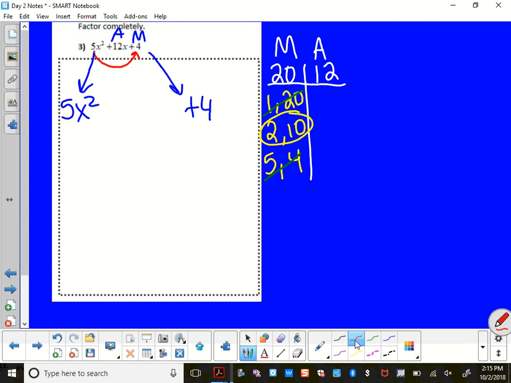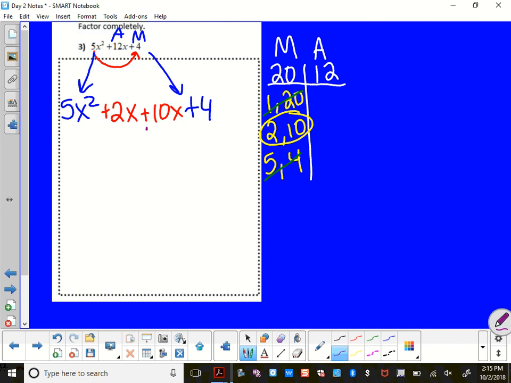Jordan, what goes in the middle? Alright, so what goes in the middle is, what are my factors? 2 and 10. So you have to put the x, right? Yeah, so 2x plus 10x. It does not matter if you flip the 2 in the middle. If you want to put the 2x with the 4, go for it. And the 5x squared with the 10x, it does not matter. You can flip-flop those.